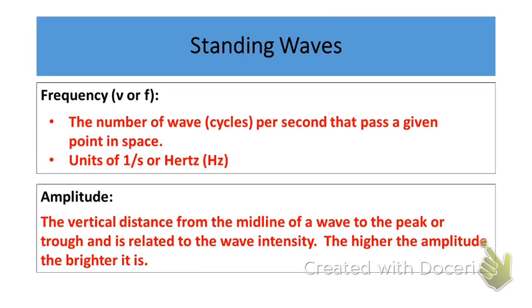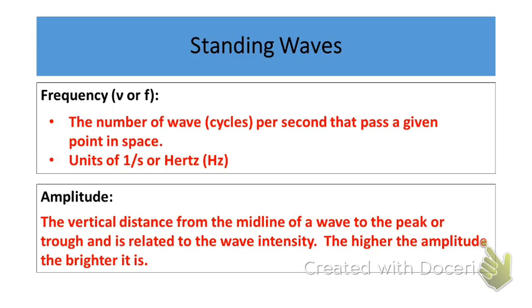Okay? All right, so let's go back to now amplitude, our definition. Now, amplitude is our final characteristic we want to talk about. It simply is the vertical distance from the midline of a wave to the peak or trough, and is related to the wave intensity. The higher the amplitude, the more intense the wave will be, the more intensity it has.